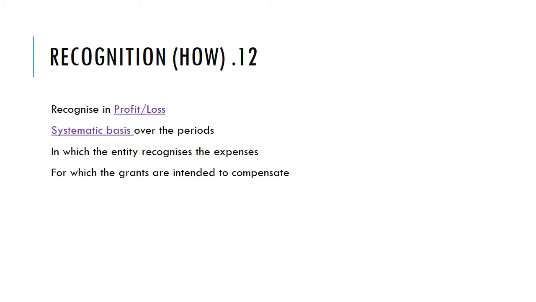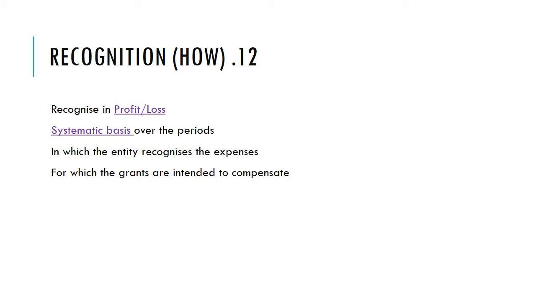So what does paragraph 12 tell us? It tells us that we can recognize this government grant in profit and loss on a systematic basis over the periods in which the entity recognizes the expenses for which the grants are intended to compensate.